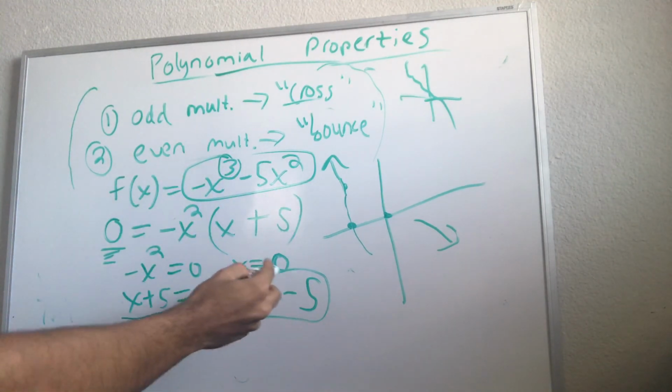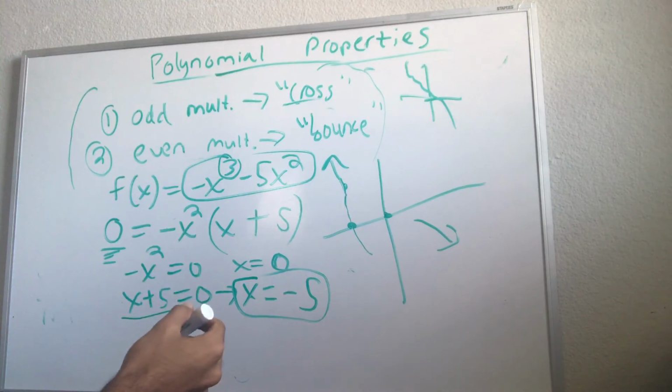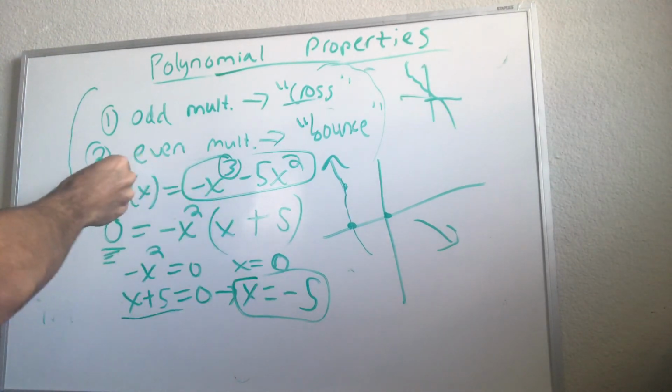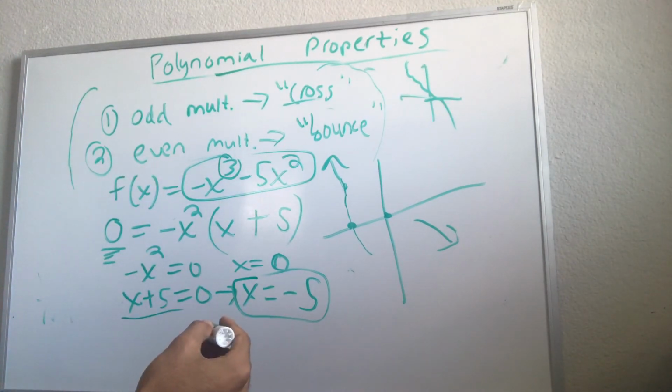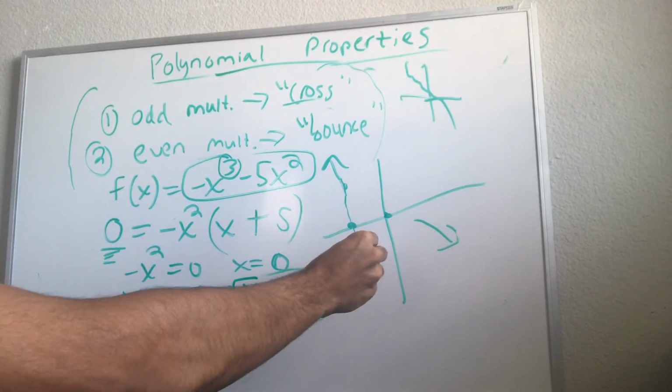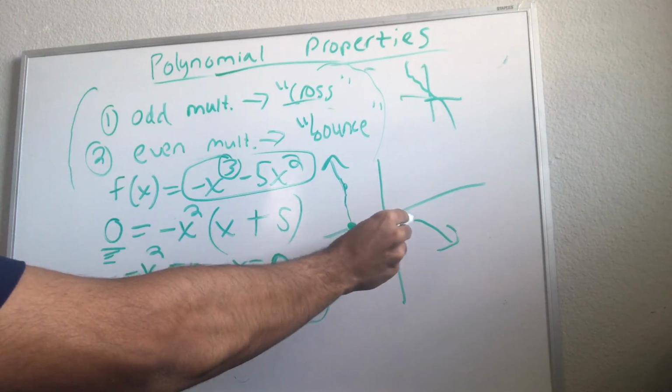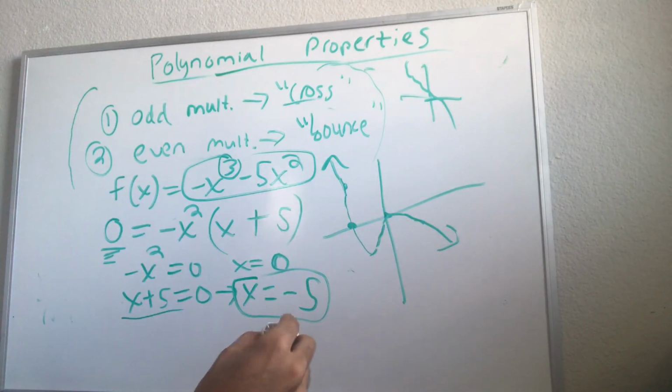So now we look at 0. It definitely has a multiplicity of 2, and because 2 is even, it must bounce off that point. So it's bouncing off and going like this. So this is how our function looks.